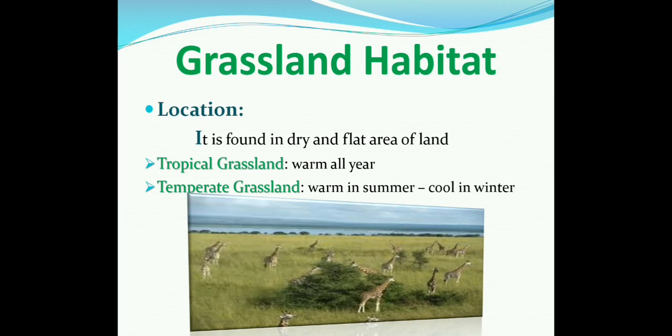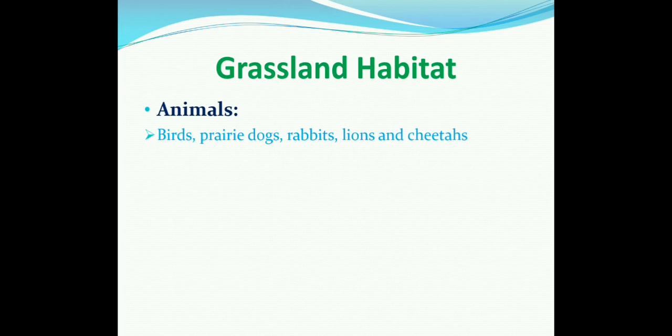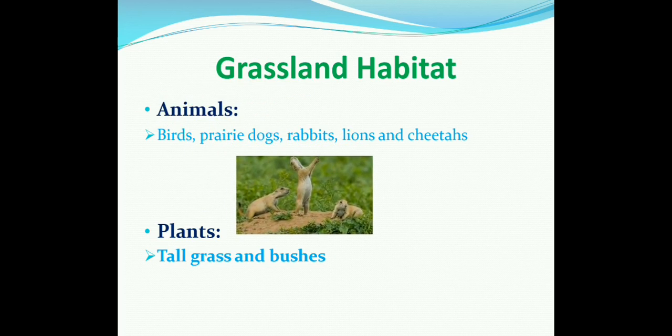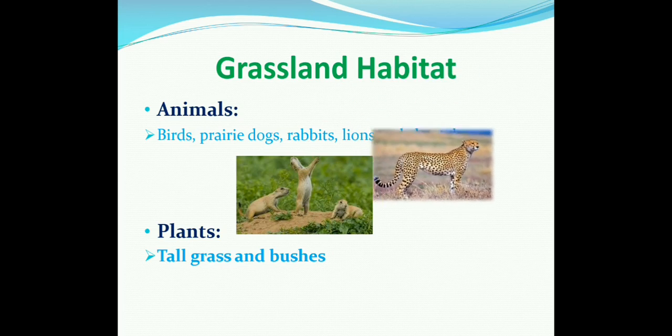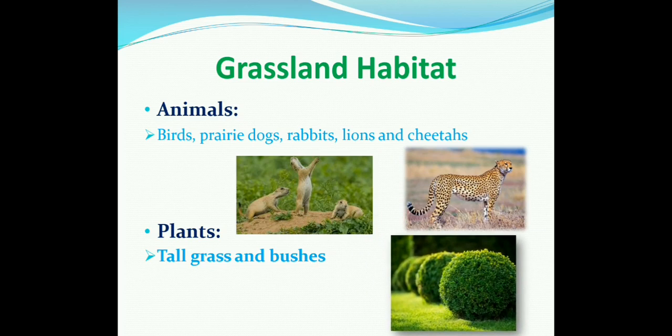The animals that live in the grassland habitats are the birds, prairie dogs, rabbits, lions, and cheetahs. And the plants are tall grasses and bushes. This is the prairie dogs, and this is the cheetah, as you know. And this is the shape of the bushes that grow in the grassland.